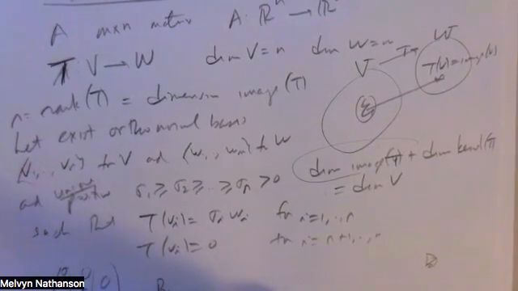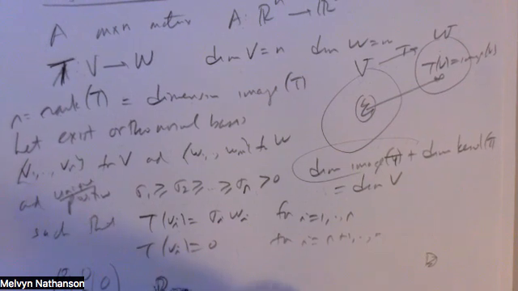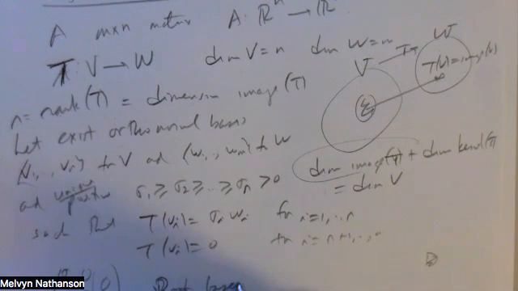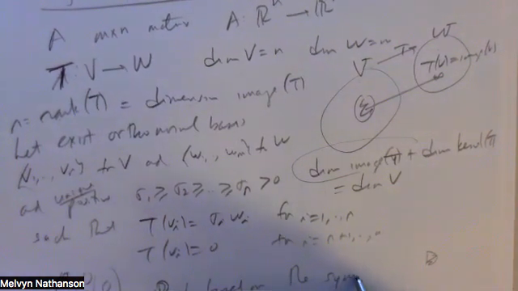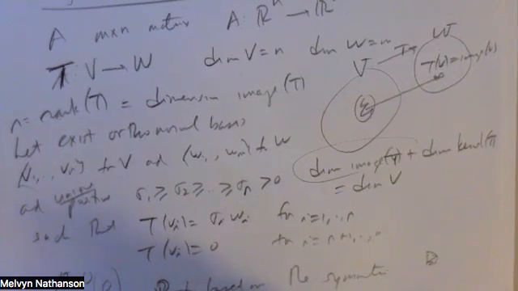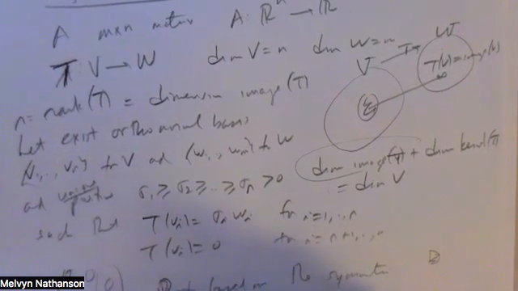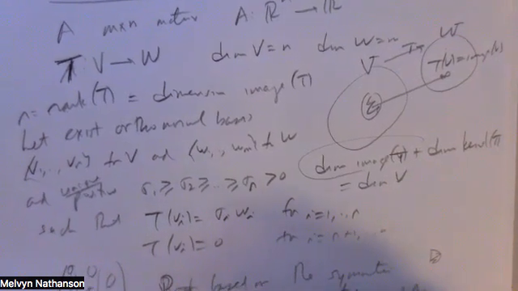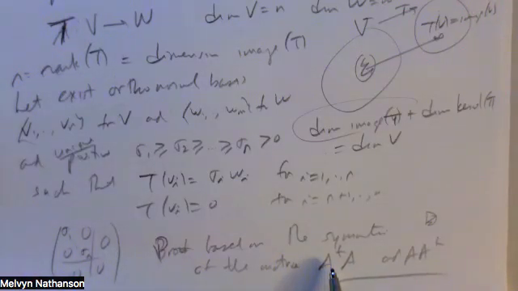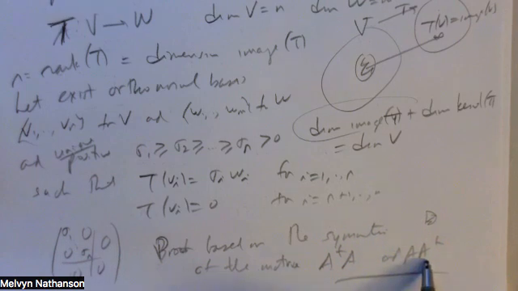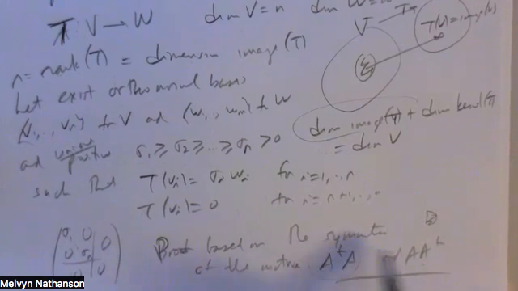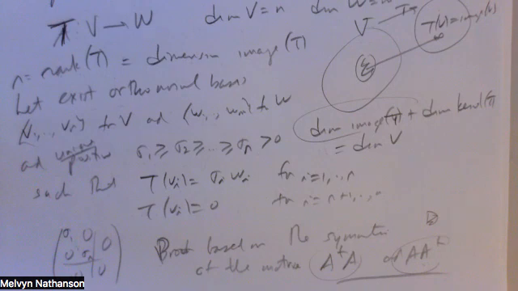The proof is based on the symmetry of the matrices A transpose A and A A transpose. So A transpose A is n by n, A A transpose is m by m. For each of these symmetric matrices, there are orthonormal bases of eigenvectors, and those are the bases that go into this thing. But I'll mention that tomorrow.